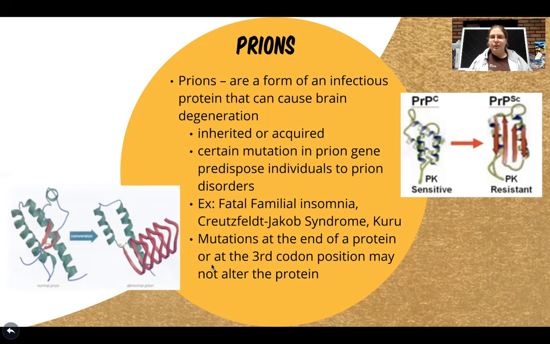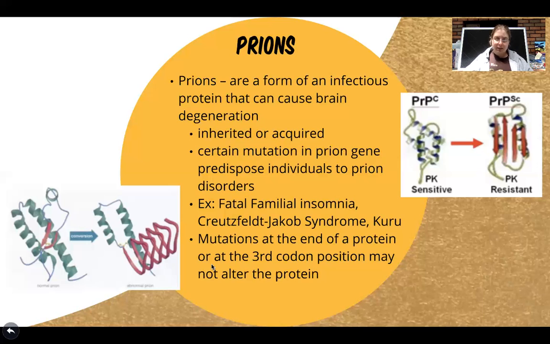Certain mutations in the prion gene predispose individuals to prion disorder. So what that means is that there's a mutation that makes it more likely for these particular misfoldings of proteins to occur. Now, it doesn't necessarily mean someone with this particular mutation will make prions. But it means that they are much more likely to misfold the proteins, causing those particular proteins to become prions, and then that will lead to a prion disorder.